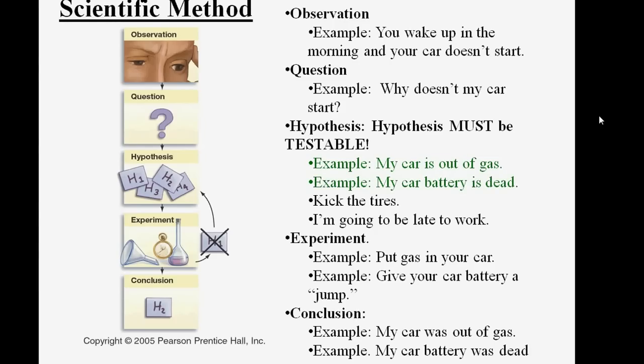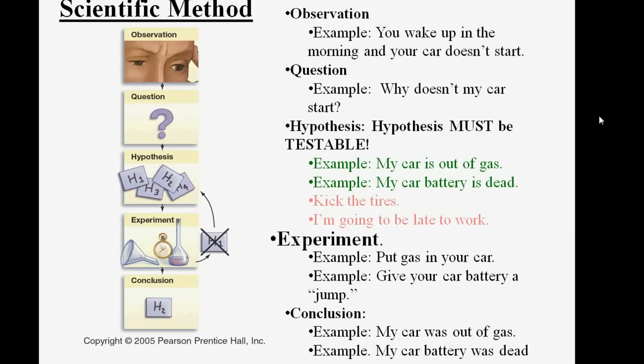Now, an example of a not valid hypothesis would be kicking the tires. Kicking the tires is not testable. At best, it's an experiment, but it is not a valid hypothesis. I'm going to be late to work. That may be a consequence of your car not starting, but remember, it is not a hypothesis. So that is also not valid.